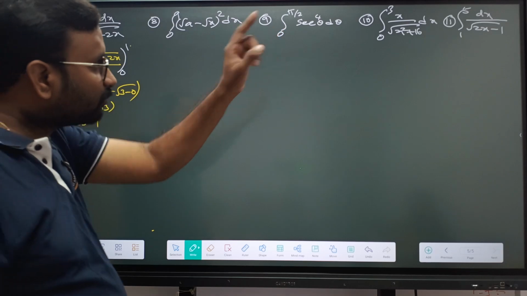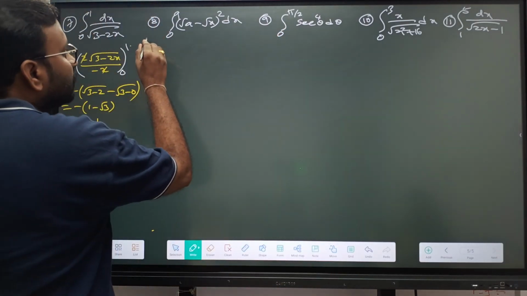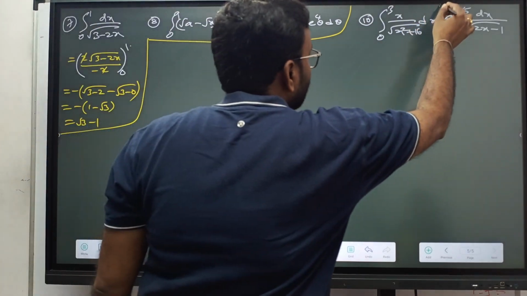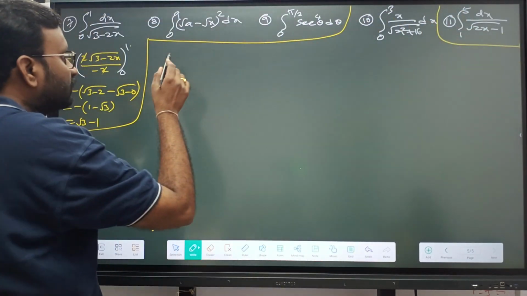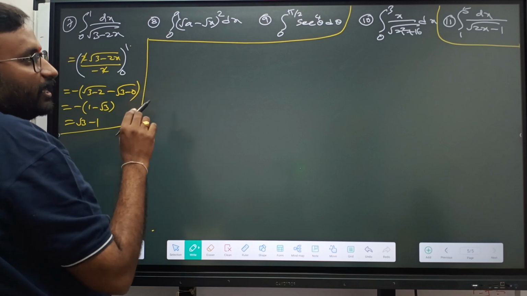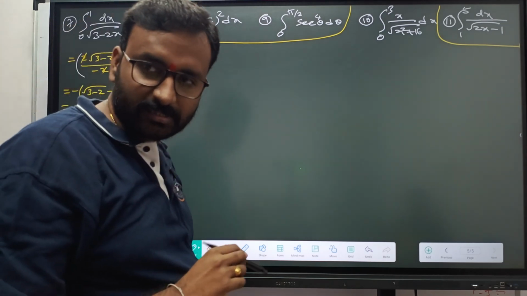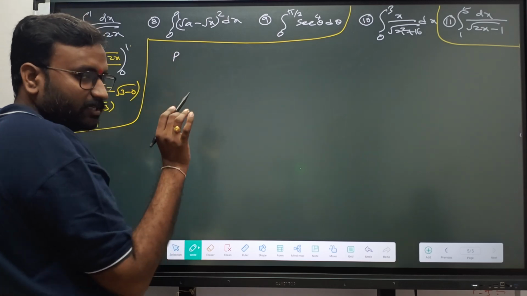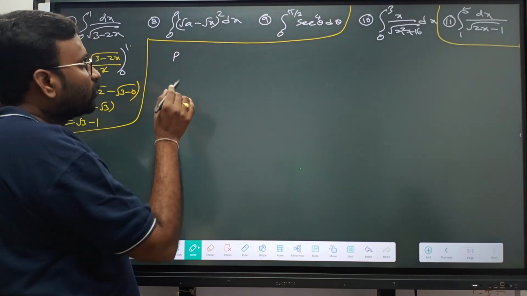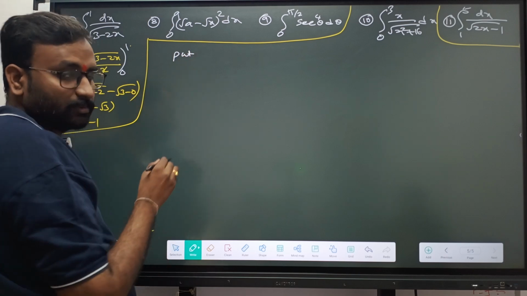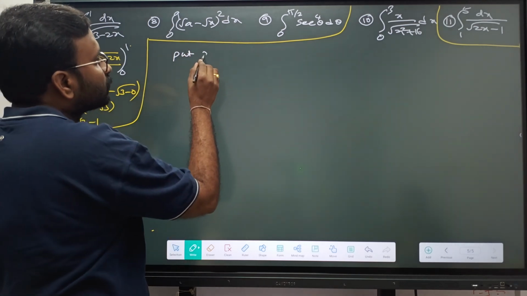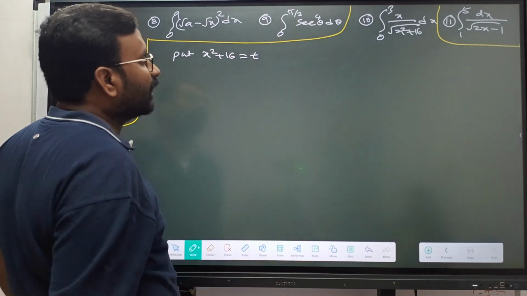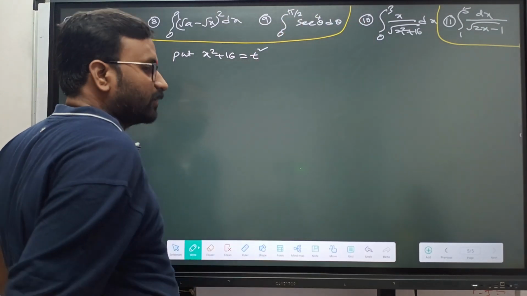Same. Now come to this 10th question. So what is the question? Integral 0 to 3 x by root over x square plus 16. Same like the previous indefinite process only. Listen here. Put x square plus 16 is equal to what? T, or we can take what? T square. Root is there, na?